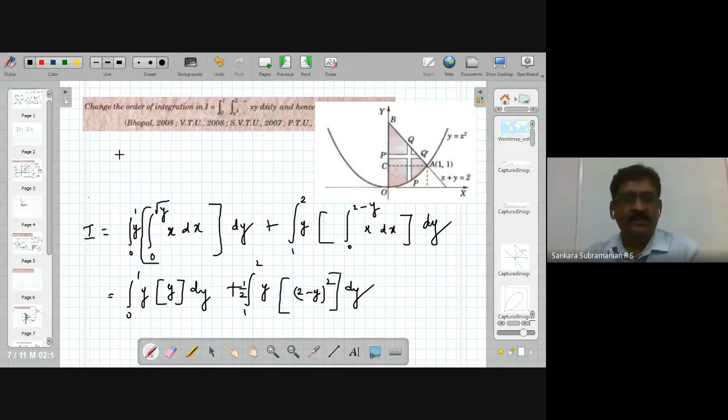So the first one is y square. So what is the integration of y square? y cube by 3 and taken over the limits 0 to 1. This is over. And you have 1 by 2 left with constant 1 to 2. And this is y into a square 4 minus 2ab, minus 2 2s are 4y, plus b square is y square, into dy.